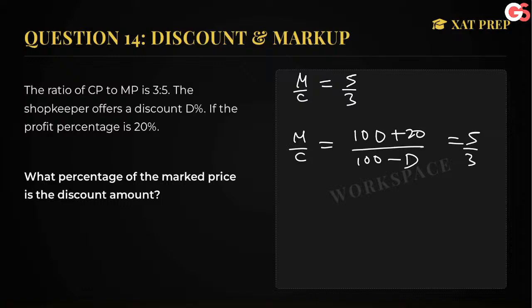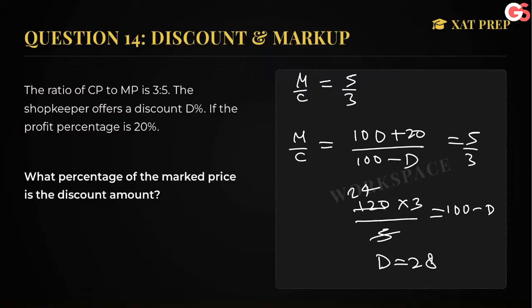बात समझ में आ रही है? कितना मस्त नहीं हो गया देखने में ये? So if you solve it, 120 into 3 upon 5 is actually equal to 100 minus D. So 5 24s are 72 is what you get. So D is 28. D is 28.